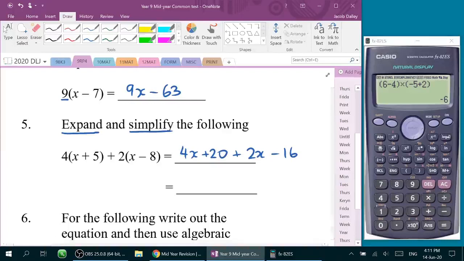Alright, so now we have x's go with x's. So we've got 6x, and then numbers go with numbers. So 20 minus 16 makes positive 4. So this second line of working was our simplifying. When we're adding our like terms together, our 2x and our 4x, we make 6x. Our 20 minus 16 gets us positive 4.